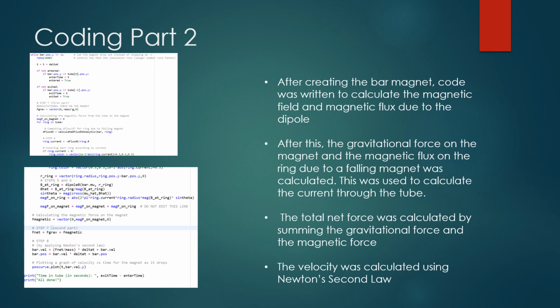After this, the gravitational force on the magnet and magnetic flux on the ring due to the falling magnet was calculated. This was used to calculate the current through the tube. I also want to point out this relates to Newton's third law of motion, talking about how the forces are equal. This allowed me to find the gravitational force as well as the magnetic force acting on the falling bar magnet. The total net force was calculated by summing the gravitational force and the magnetic force. The velocity was calculated using Newton's second law.